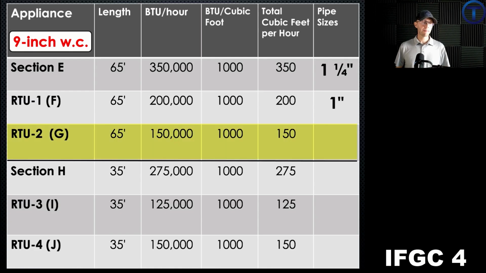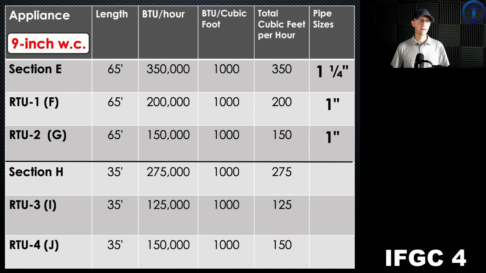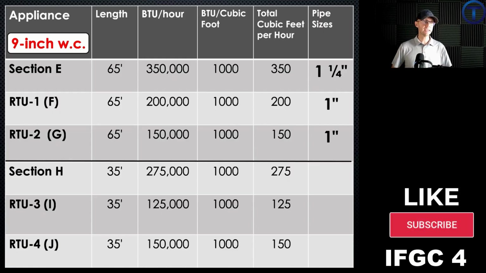Let's go to G. Once again, 65 feet, 150 cubic feet per hour. Following line 70 with 150, it's more than 126. It's less than 237. We'll come to the top of that column. And once again, we have 1 inch pipe. And we'll put that on our table. So we've got that branch taken care of, right? Feeding rooftop unit 1 and 2. Let's go to the next branch.